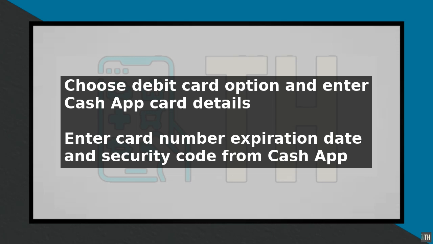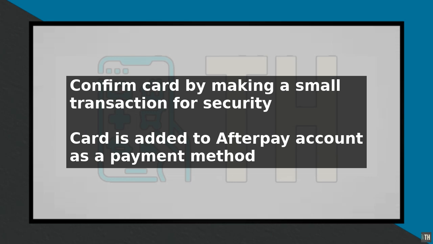After entering the card details, you may be asked to confirm the card by making a small transaction. This is a standard security measure to ensure the card is valid and belongs to you. Once the card is confirmed, it will be added to your Afterpay account as a payment method. You can then use it to make purchases through Afterpay.